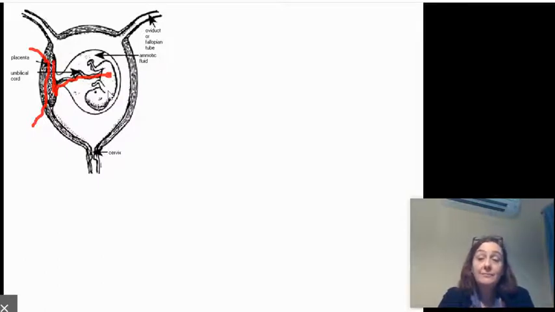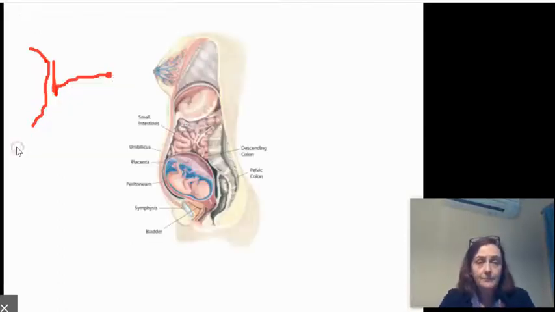Mom eats, digests food, small intestine. Materials go from the small intestine to the blood, travels around. Some of those go to mom's cells, and some of them go from mom's blood to baby's blood, and then into baby. So baby has materials for growing and for respiration. All of baby's waste come back out, diffuse out of baby's blood into mom's blood, and travel off to the kidneys for mom to urinate or to the lungs for her to exhale.